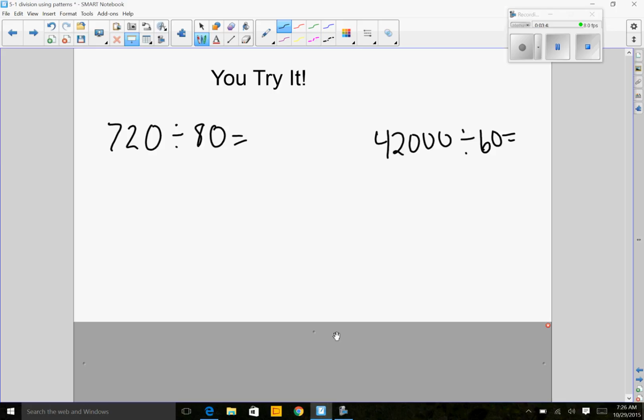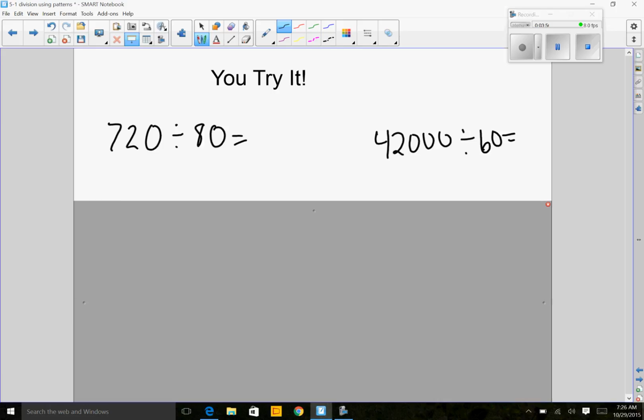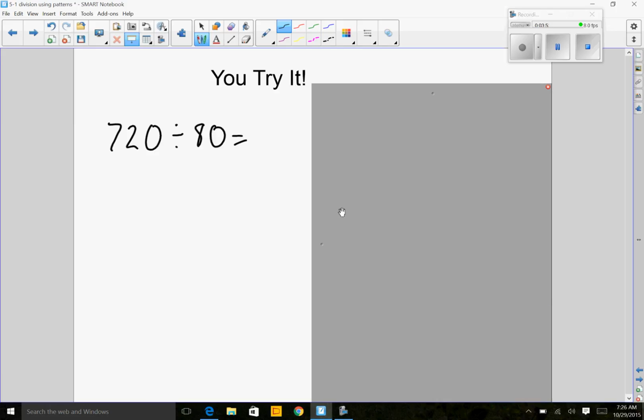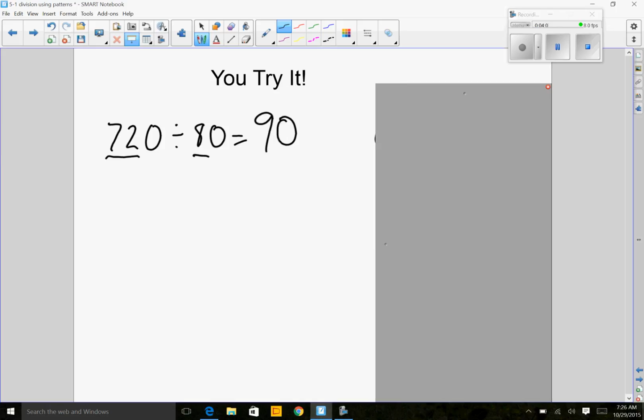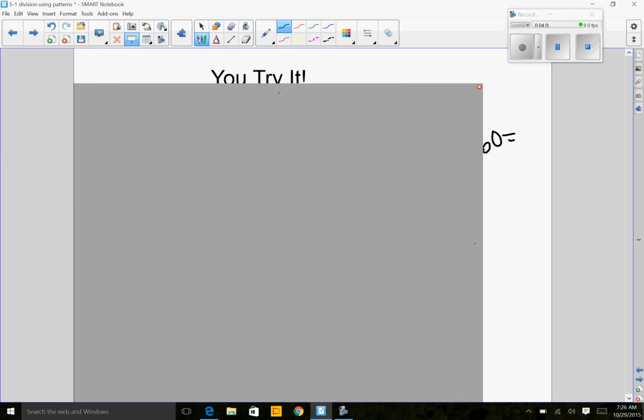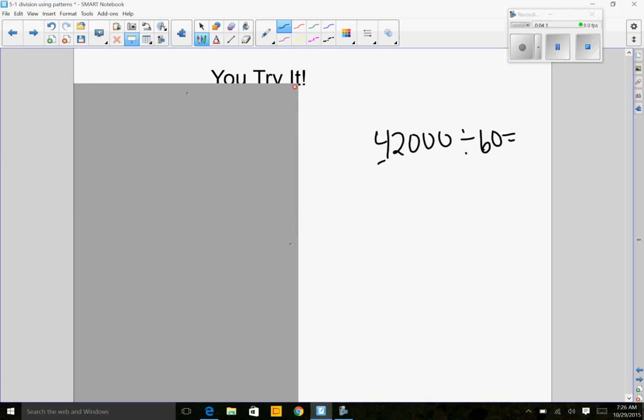Okay, so what did we do? Our first one here, our basic fact is 72 divided by 8, and 72 divided by 8 is 9. 1 0 minus 1 0 is 1 0. So our answer would be 90. And then in our other one, our basic fact is 42 divided by 6 is 7. We have 3 zeros minus 1 0 would be 2 0.